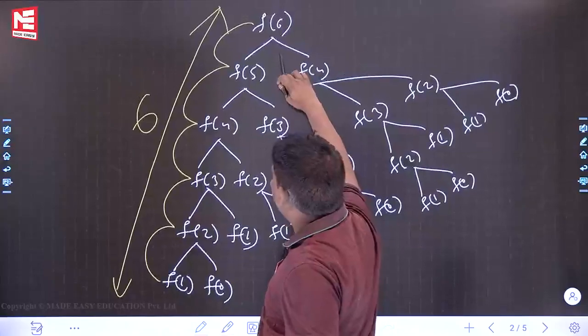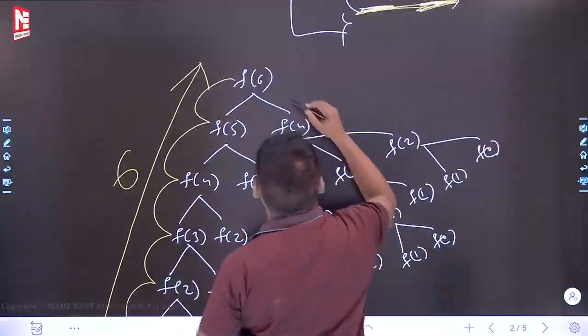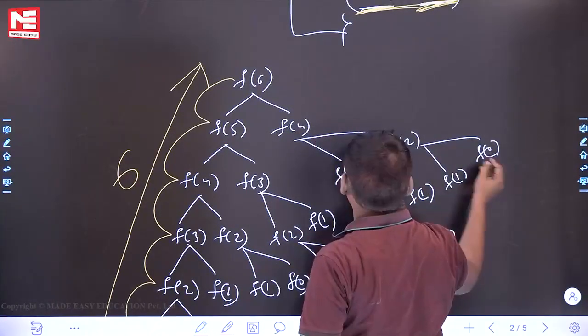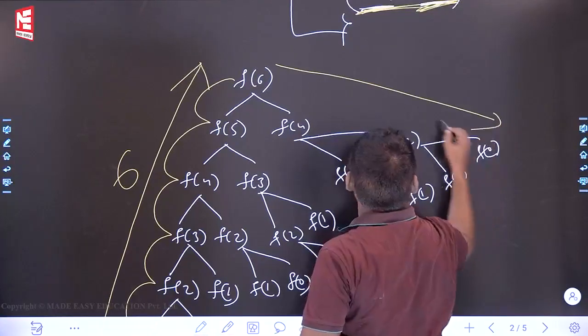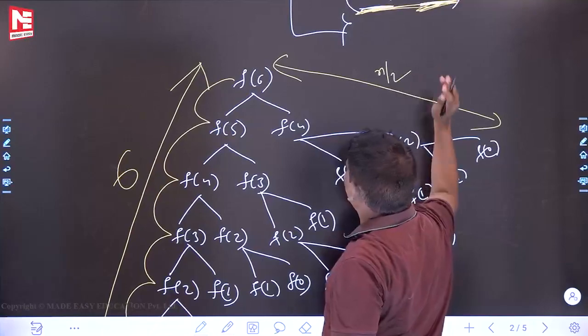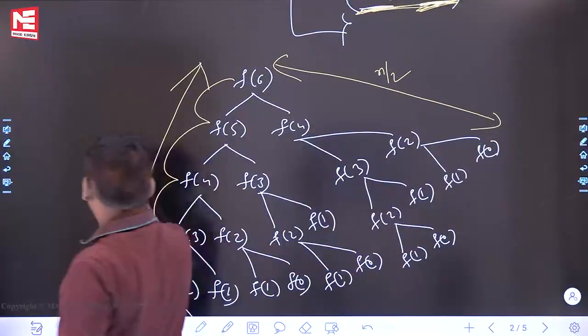Fibonacci of 6, the left tree contains 6 levels. What is the answer for the right? Always you are subtracting 2. If you want, you can check. 6 becomes 4, 4 becomes 2, 2 becomes 0. See this one. Every time 2 goes. If you subtract 2 every time from n, n by 2 will come approximately. Minus 1 plus 1, don't bother.